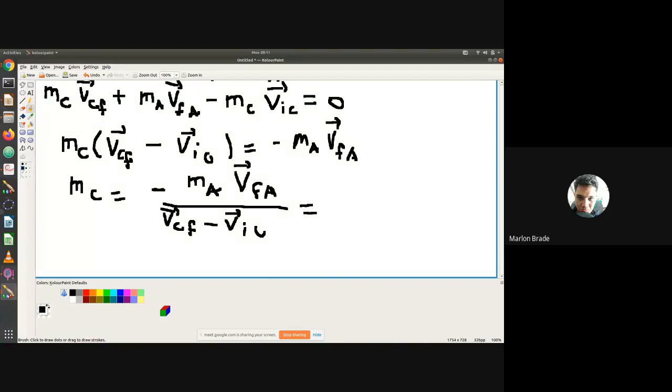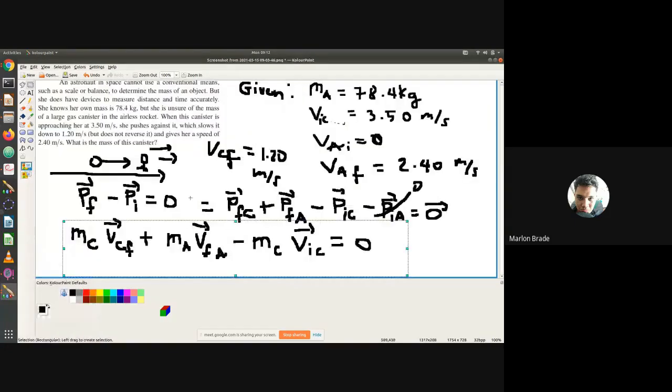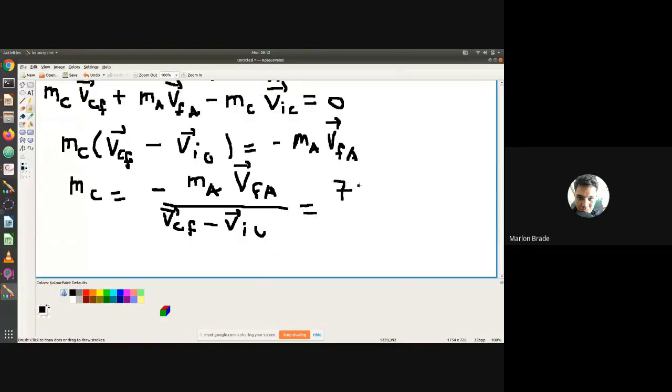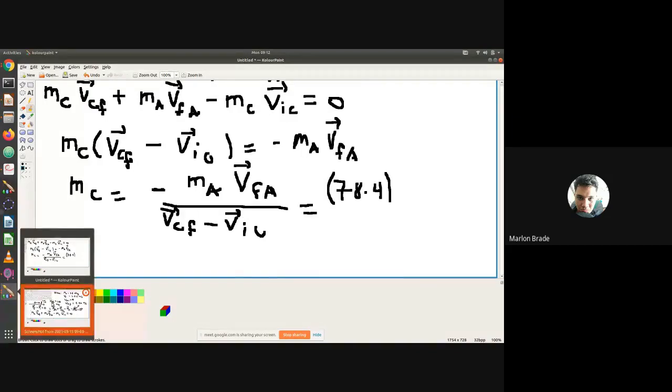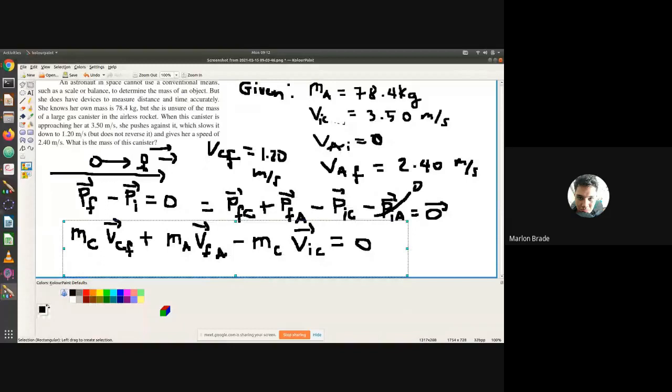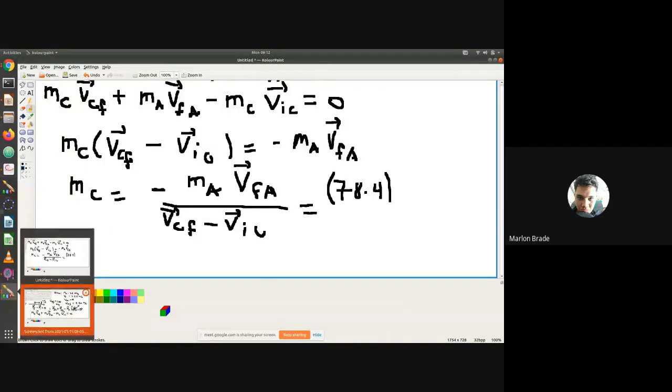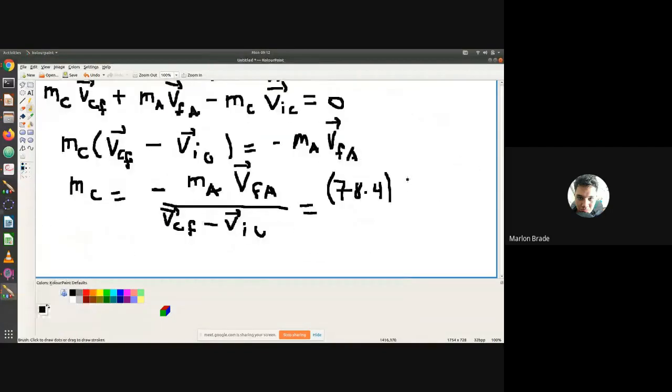So, the MA, the mass of the astronaut, is given to be 78.4. So the final velocity of the astronaut is given to be 2.40 along i-hat. Same direction naman sila sa canister. Walay balik ang canister. So I have 78.4, multiplied by 2.40 i-hat.